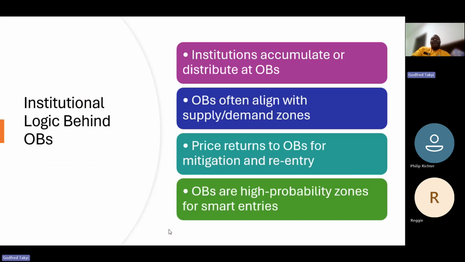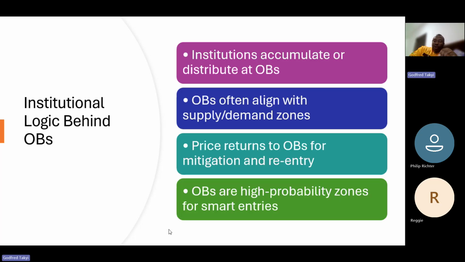So what is the rationale for learning about order blocks? Institutions accumulate or distribute at order blocks. Accumulation and distribution are smart money concepts, but at this stage, don't worry your head about what they mean. So these zones are often aligned with supply and demand zones and liquidity pools. So order blocks, whether bullish or bearish, are most of the time, frequently aligned with supply and demand zones and liquidity pools.